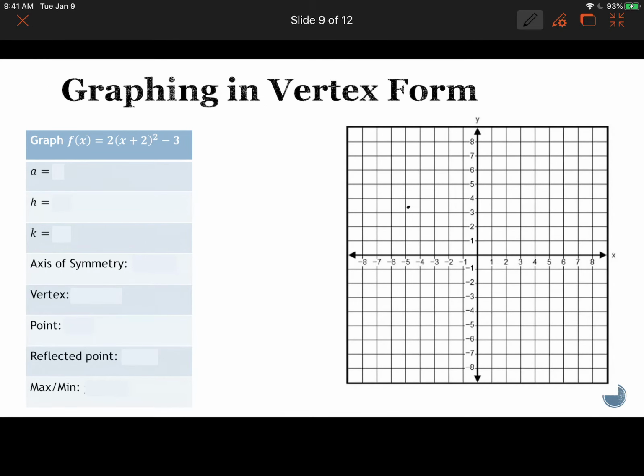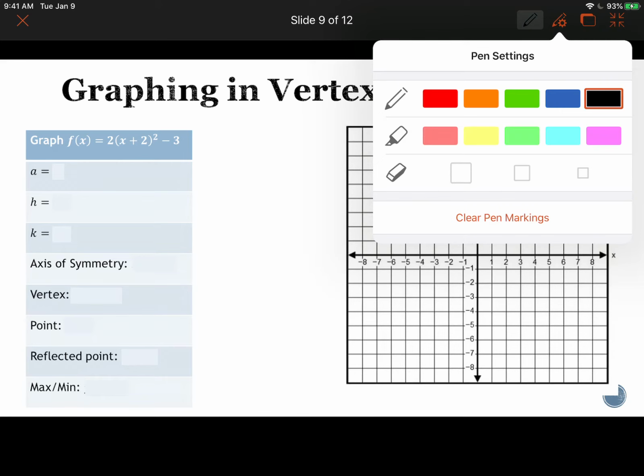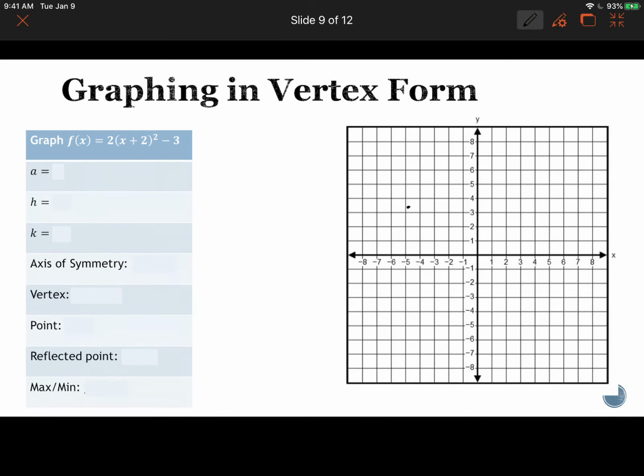Now let's take a look at how we graph in vertex form. The first thing that I like to do is identify all the values for a, h, and k. It'll make the rest of the process easier. So here we have the value of a is 2, h is -2, k is -3. The axis of symmetry is x is equal to the h value, which in this case is -2.